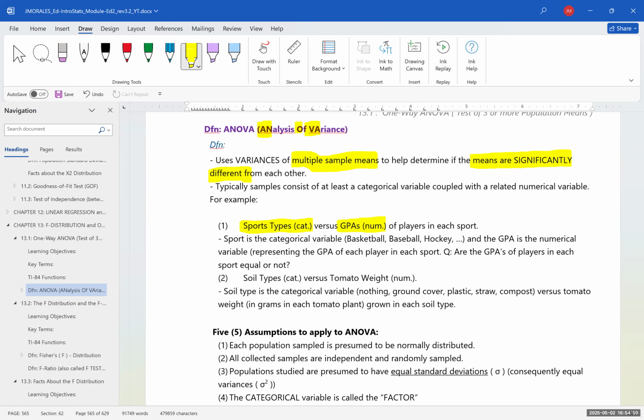So sport is the categorical variable, like basketball, baseball, and hockey, and grade point average is a numerical variable representing the grade point average of each player in a sport. So the question we're trying to ask is, are the grade point averages of players in each sport equal or not?